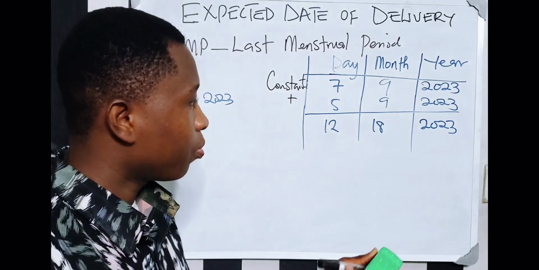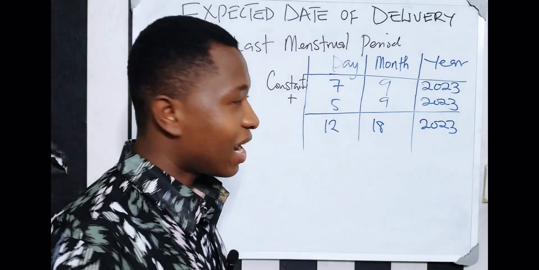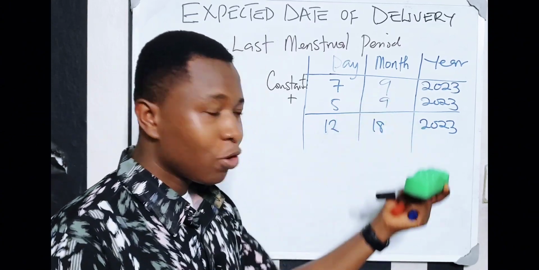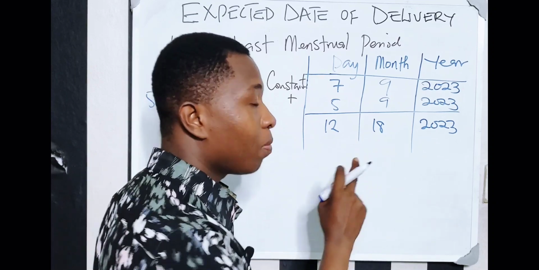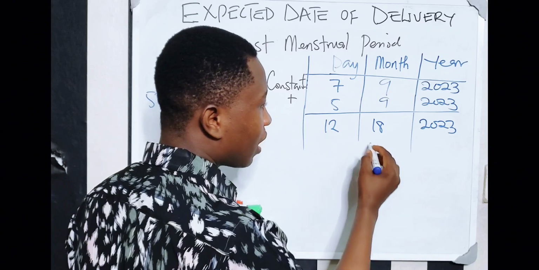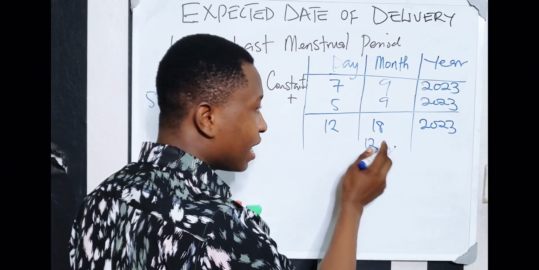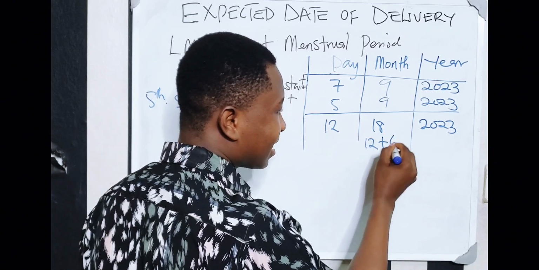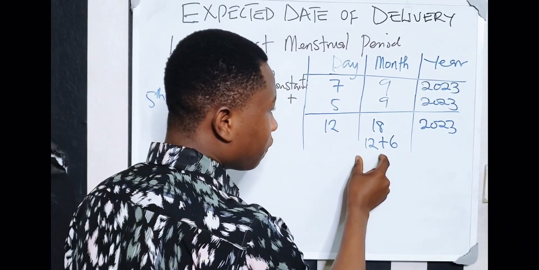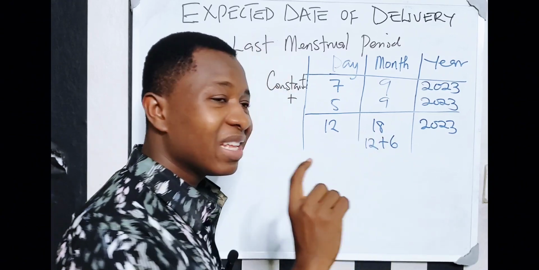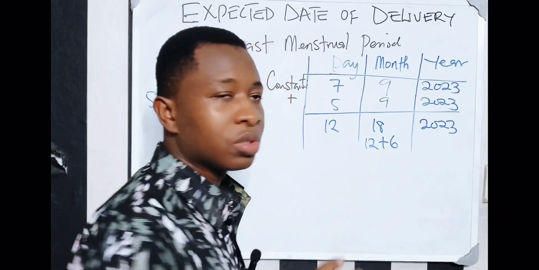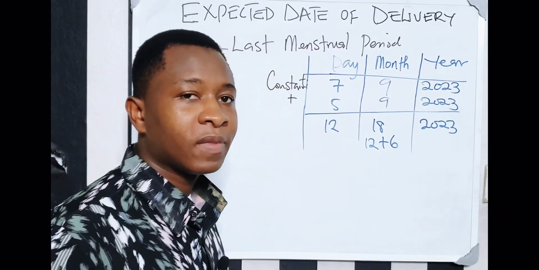So what are we going to do now? We are going to split this figure and send 12 months as a year to the year column, and we are going to work with the number left. So when you split the 18, what do you have? You have 12, which is a year, plus 6, which is 6 months. So 12 months and 6 months will give you 18 months. It's the same thing as saying 1 year, 6 months. 1 year, 6 months is the same as 18 months.